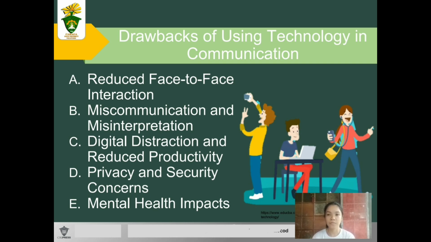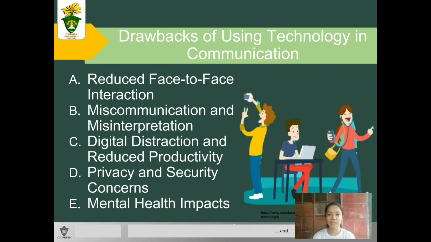Constant notifications from our devices can break our focus, making it harder to concentrate on tasks or conversations, which can decrease productivity at work, school, or in social settings. Privacy and security are additional issues. Sharing personal information online puts us at risk of hacking, identity theft, and data breaches. We must stay vigilant about protecting our privacy and using secure communication methods.